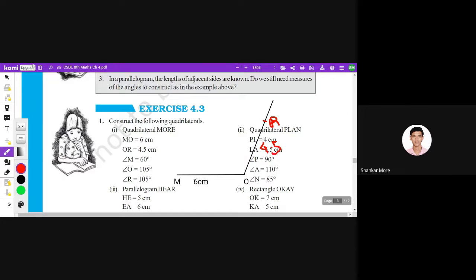सब लोगों ने ड्रॉ कर लिया? MO और OR ड्रॉ कर लिया? I hope everybody has drawn MO and OR. ठीक है. So अगर बाकी लोग ड्रॉ कर रहे हैं, so I can wait. But please confirm if you're drawing or not.